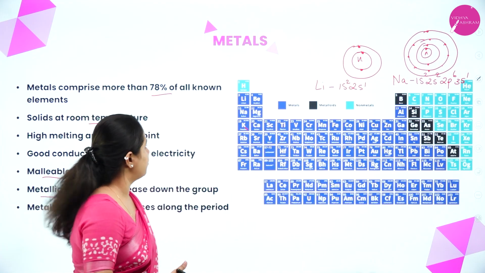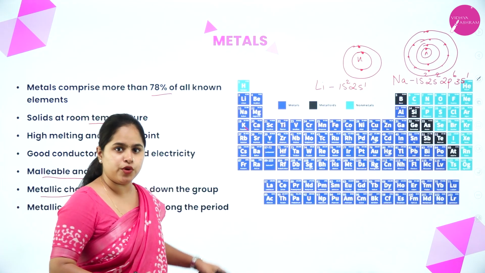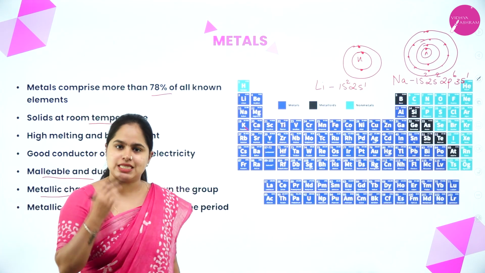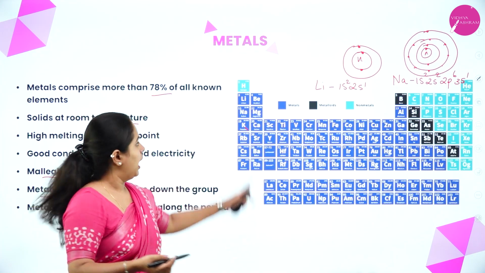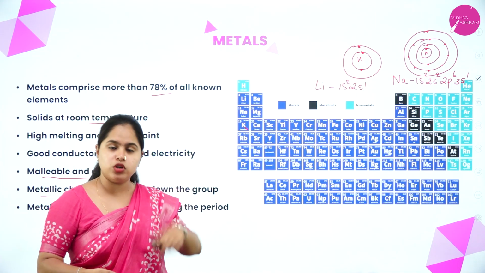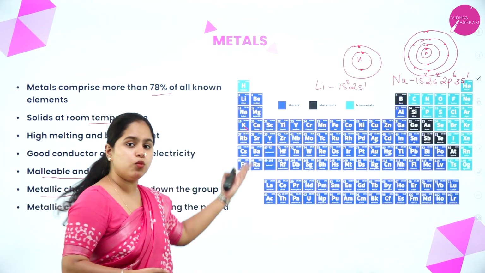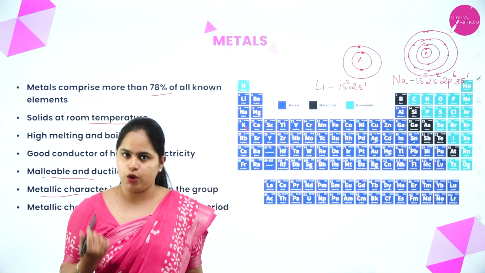So what you can understand from this is that when we move down the group, from lithium to sodium to potassium, the number of shells is increasing. In the case of lithium, there is 1s and 2s, and in the case of sodium it is 3s now. One more shell is being added. So when we move down the group, the size of the atom will keep on increasing. I hope it is clear.